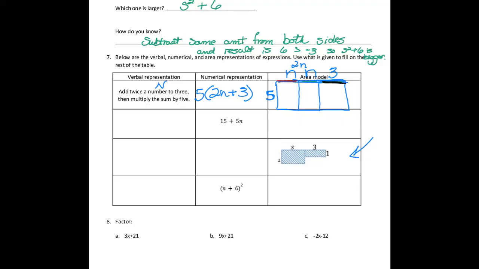Now, if you do it individually, 5 times n is 5n, 5 times n is 5n here, and 5 times 3 is 15. Or if you did this as one big rectangle right here, 5 times 2n, the 5n and 5n would be 10n. I probably should have done it that way. You should have just put one box here, one box here.